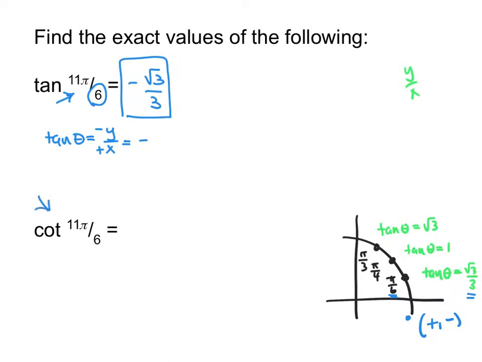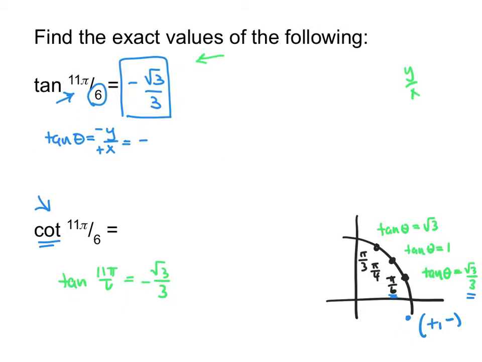Now look at this one right here. This is cotangent of 11 pi over 6. So we have to first find tangent and then flip it around. There's actually a shortcut to cotangent. We'll get there in a second. So let's go ahead and find the tangent at 11 pi over 6. So we know that tangent is square root of 3 over 3 at pi over 6. So tangent of 11 pi over 6 is what we're looking for. So we know it's going to be square root of 3 over 3. And we just determined through all of this that it's negative.